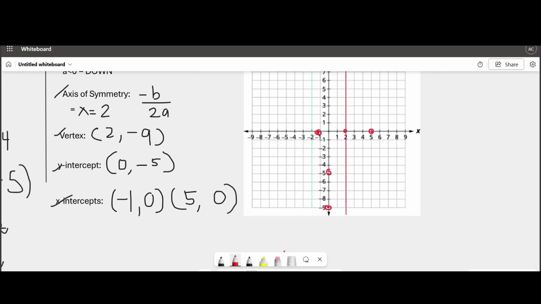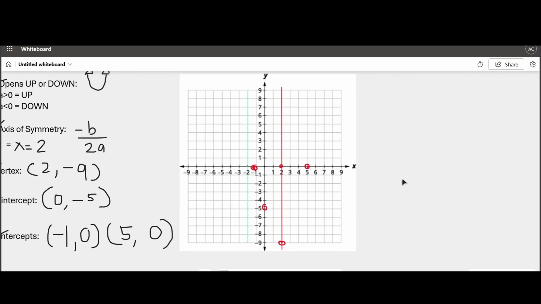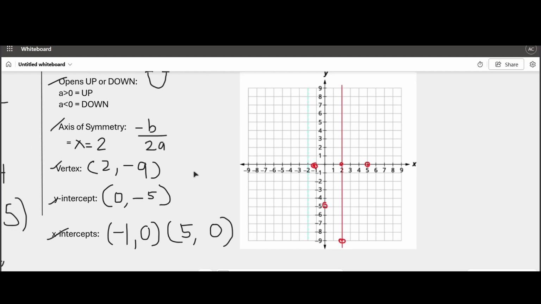Oh, I'm sorry about this. This is actually a mistake. The point should be here, 2, because it should coincide with 2, okay? Because the x is 2 and this is y, the vertex. So we just have to move that to 2. So the y-intercept, it's here right here.